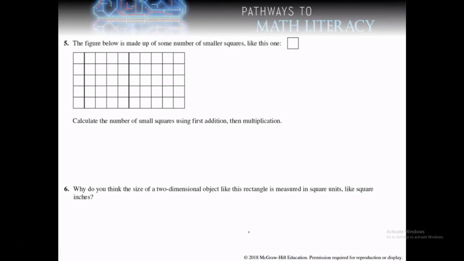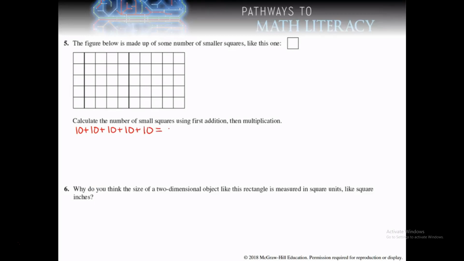And so I'll do 10 plus 10 for the second row, plus 10 for the third row, plus 10 for the fourth row, plus 10 for the fifth row. And so that'll come out to 50. Or I could do that with multiplication. I could say I have 10 in a row times 5 rows, and that would also come out to 50.